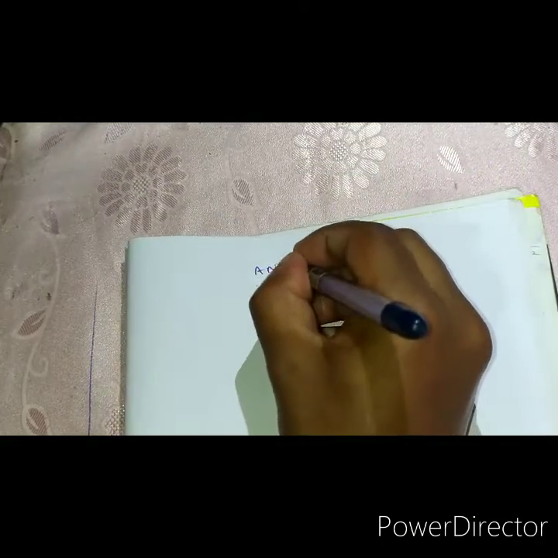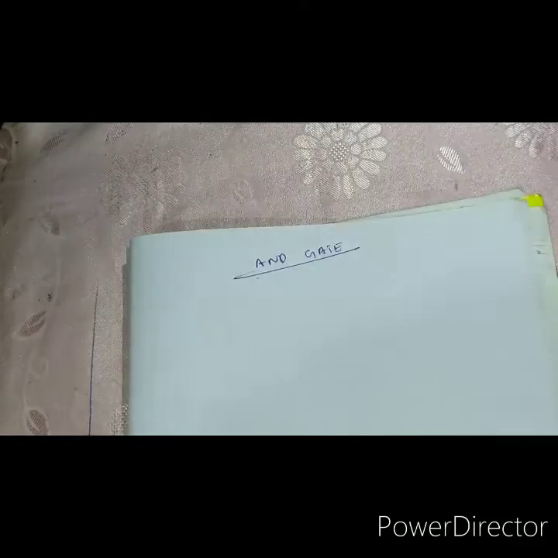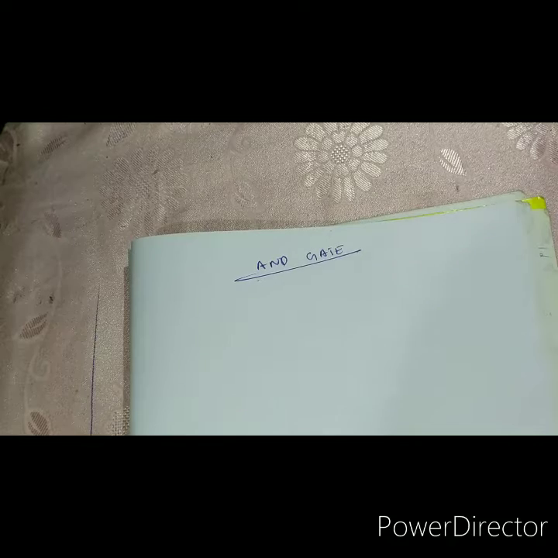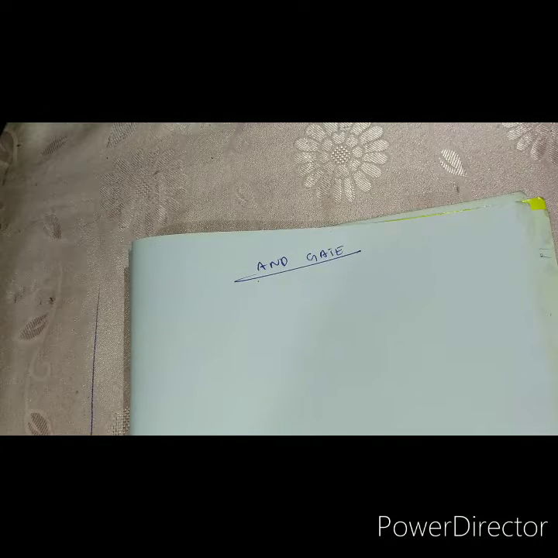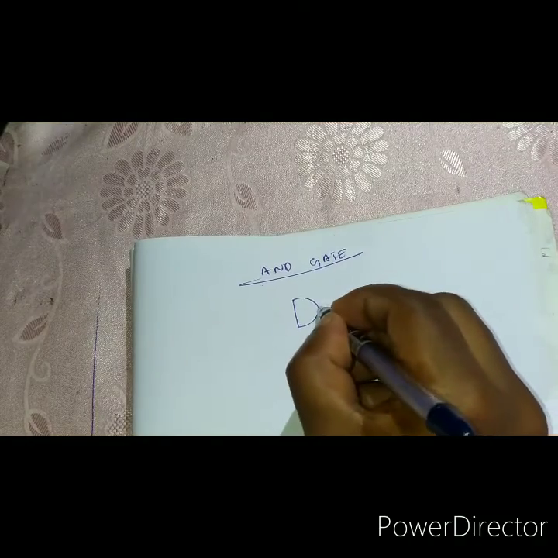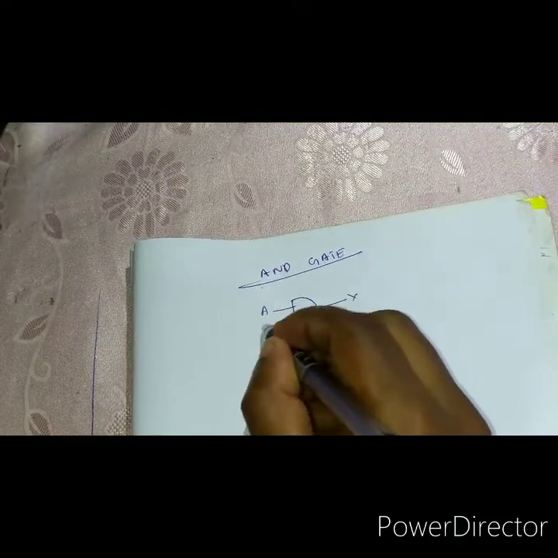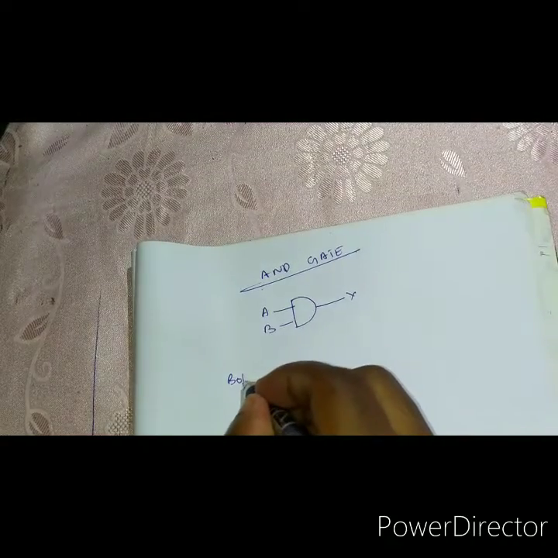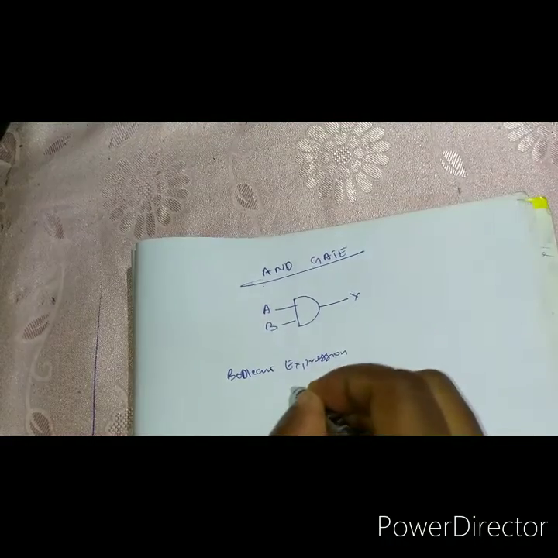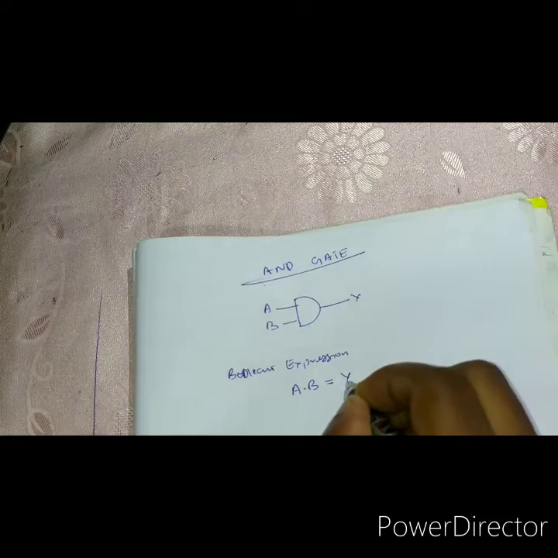So now let us see the AND gate in detail. The AND gate is nothing but the logical multiplication. Whatever we are providing to the AND gate, those inputs are multiplied, and we get the output based on the logical multiplication. So suppose these are A and B and the output is Y. The Boolean expression for this is A dot B is equal to Y.